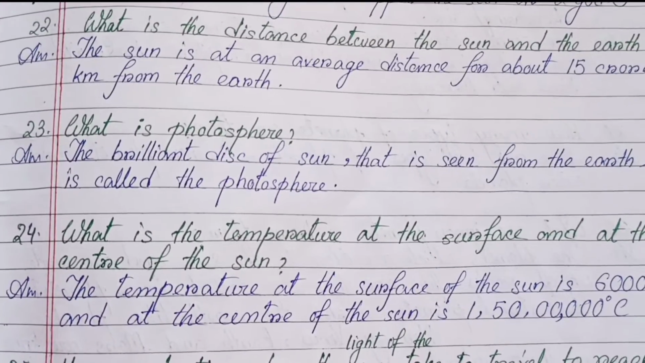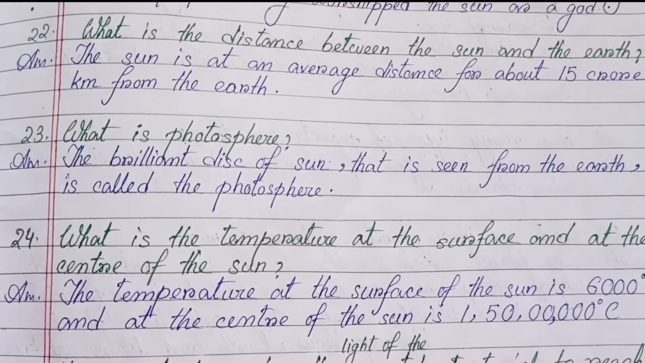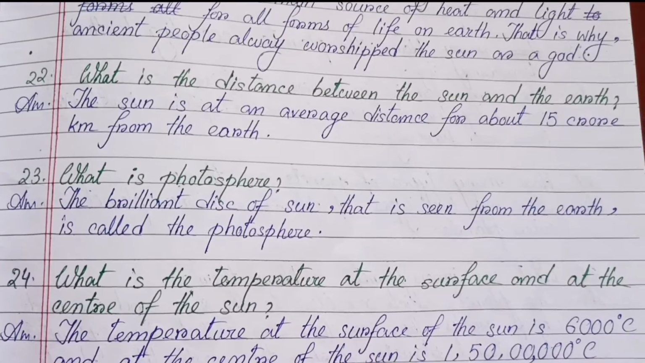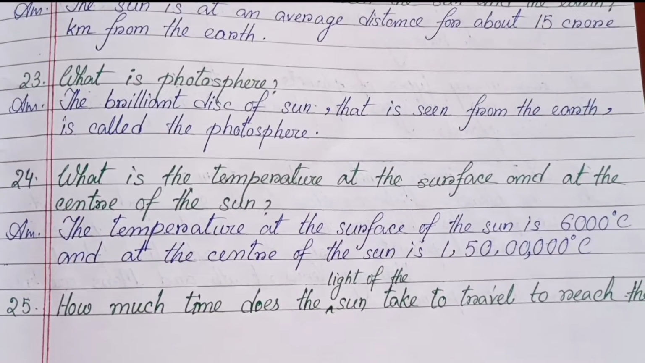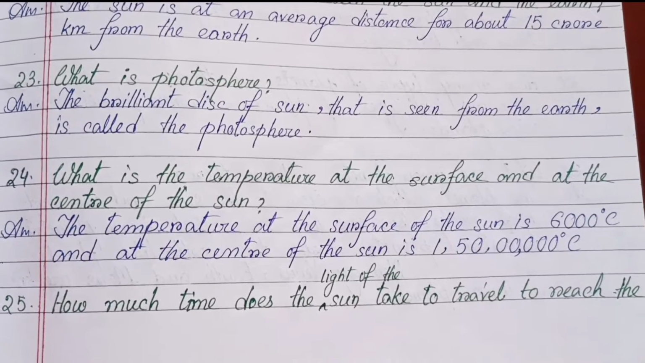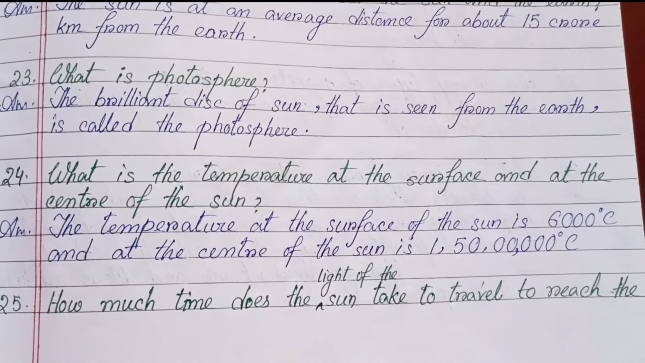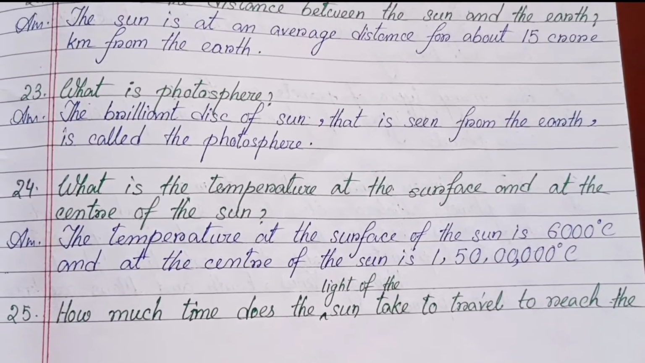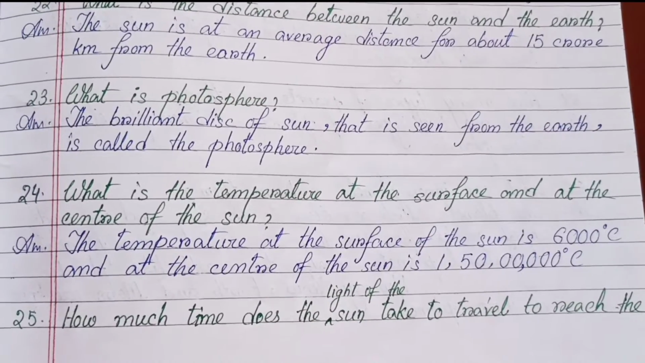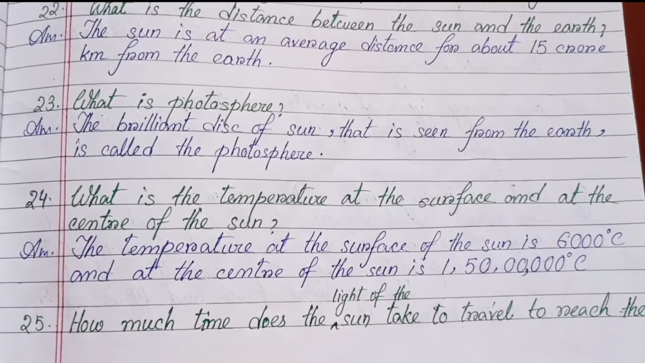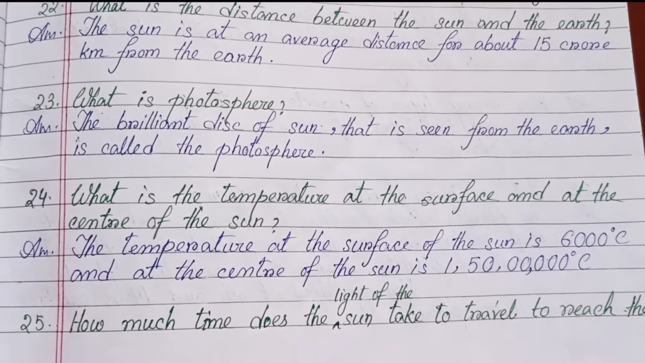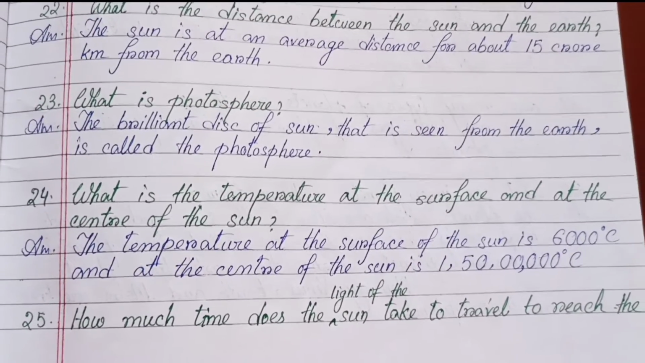Number 23. What is photosphere? The brilliant disk of sun that is seen from the earth is called the photosphere. Number 24. What is the temperature at the surface and at the center of the sun? The temperature at the surface of the sun is 6000 degrees centigrade, and at the center of the sun is 1 crore 50 lakhs degrees centigrade.